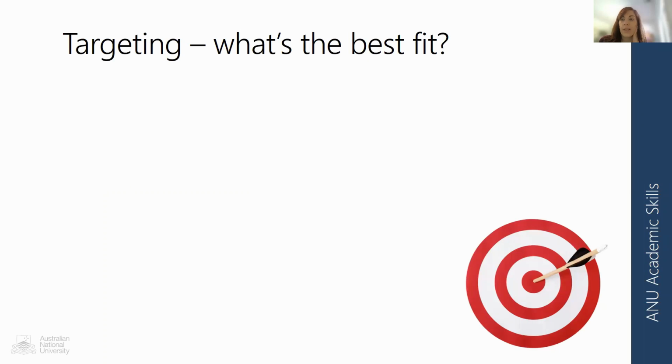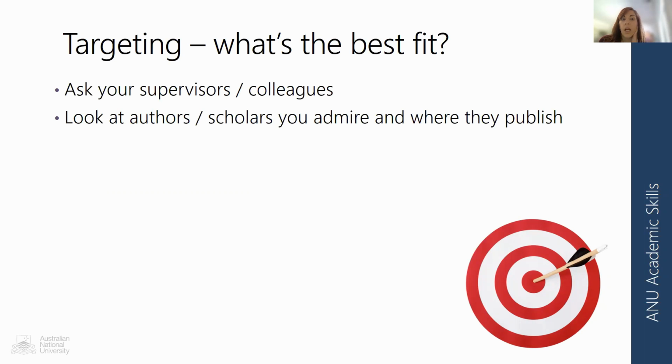But targeting, what's the best fit? How are you going to decide which journal to send yours to? You probably have a lot of ideas already, but some more ideas would be to ask your supervisors, ask your colleagues, where are they sending their work? What might be a good fit for you? What are some authors and scholars you admire, and where do they publish? Those scholars that you follow on Twitter or Google Scholar, take note of where they publish. Look at past papers you admired, those seminal texts for you, and where are those published, and can you think about publishing there as well?